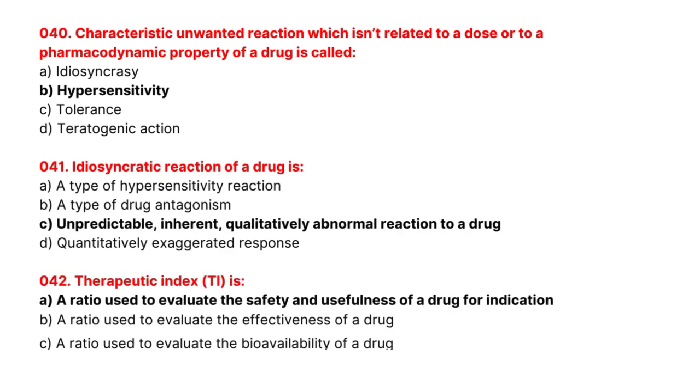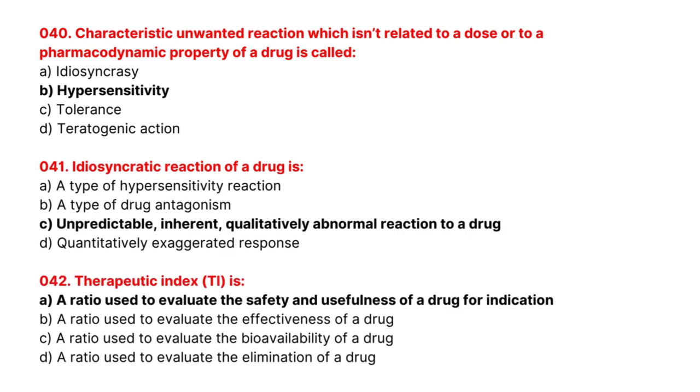Answer is D. 40. Characteristic unwanted reaction which isn't related to a dose or to a pharmacodynamic property of a drug is called A. Idiosyncrasy. B. Hypersensitivity. C. Tolerance. D. Teratogenic action. Answer is B. 41. Idiosyncratic reaction of a drug is A. A type of hypersensitivity reaction. B. A type of drug antagonism. C. Unpredictable, inherent, qualitatively abnormal reaction to a drug. D. Quantitatively exaggerated response. Answer is C.